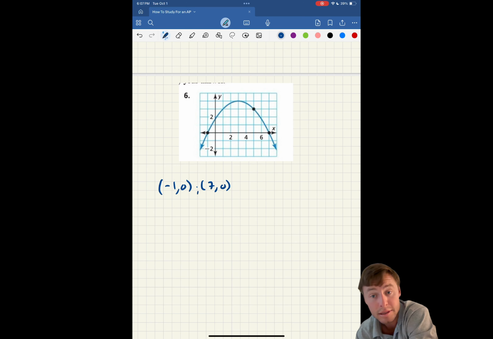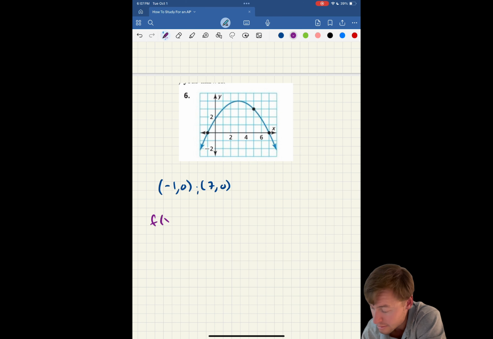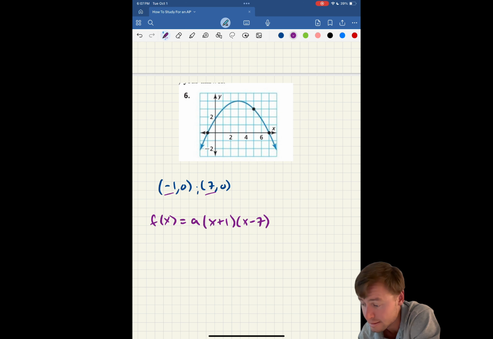So I can immediately put that into intercept form, which is f of x is equal to a times, in this case, x plus 1 times x minus 7. Right, so you just flip the sign on these things and you put them in parentheses next to x.